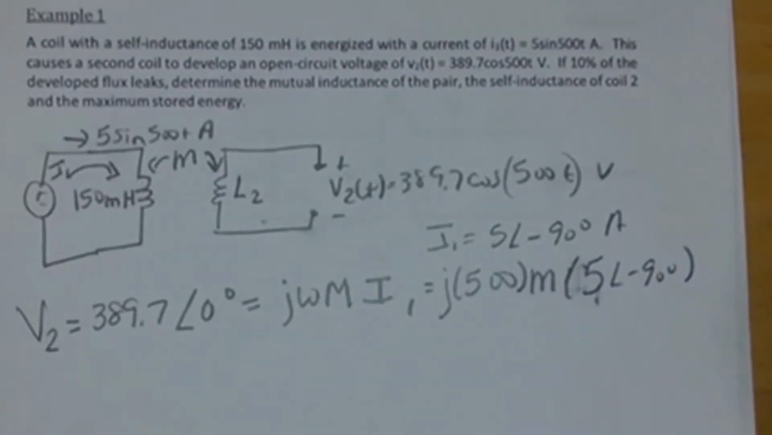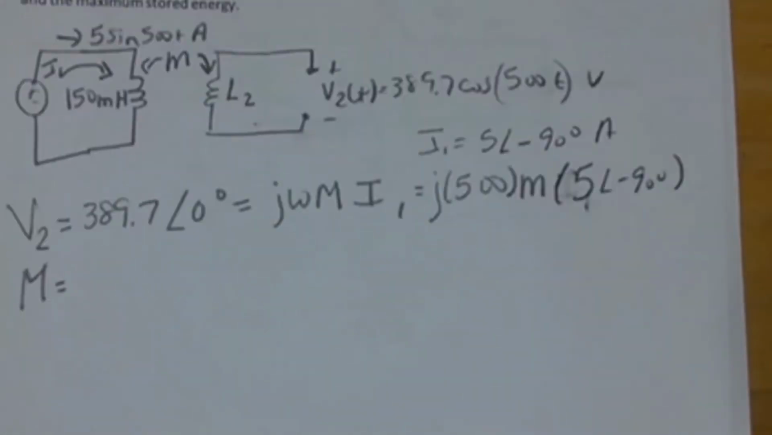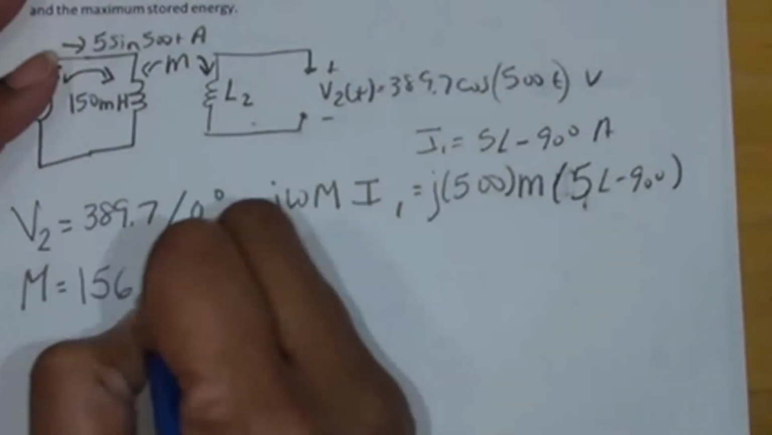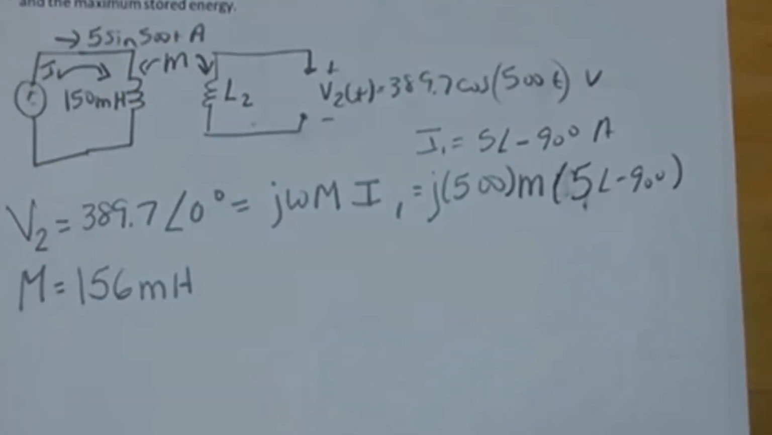Solve for M. Should be a real number. Sage, I got 0.156. Very good. 156 millihenry. Any questions so far? So there's M. That was one thing we had to find.